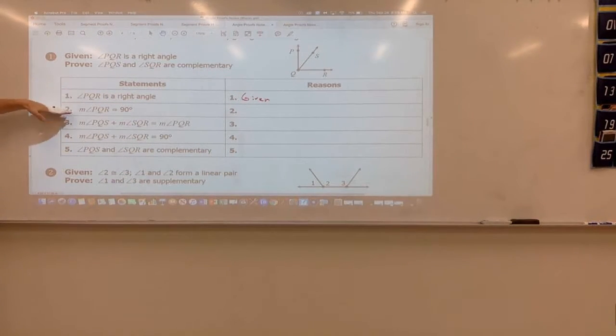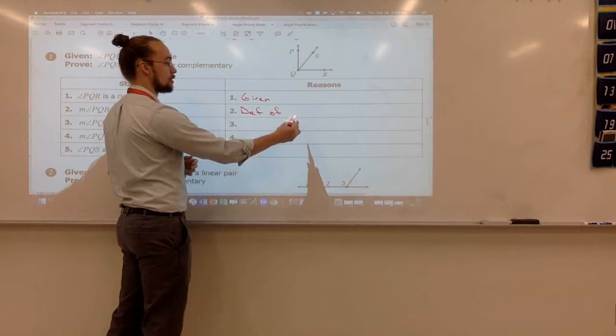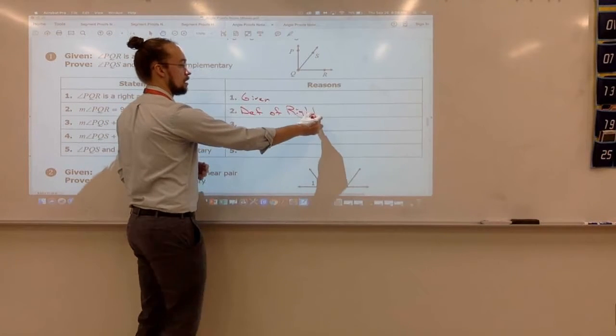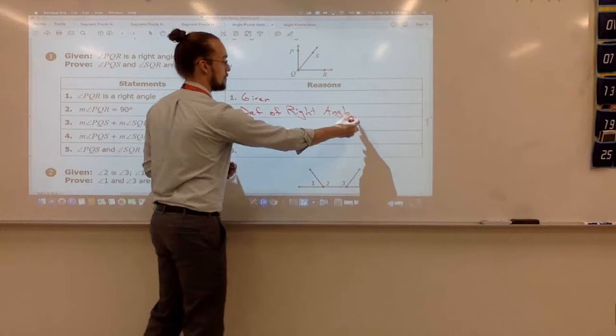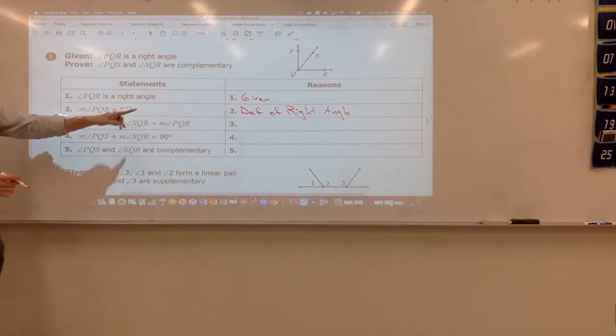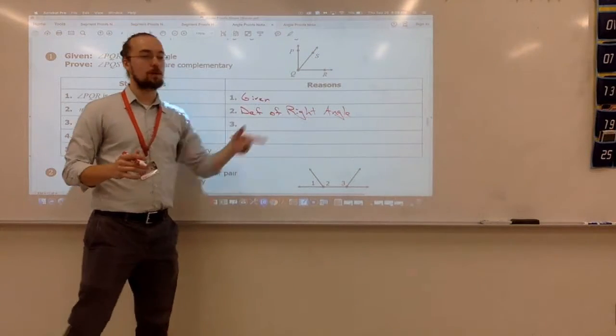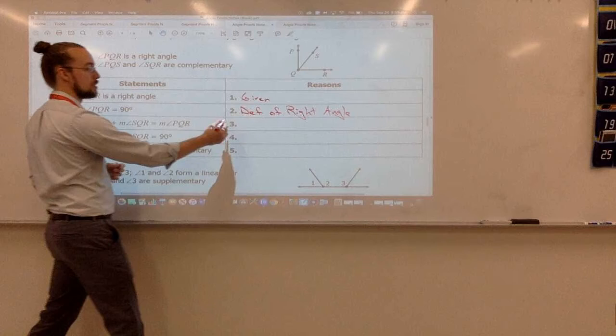Well then, how can I say that the measure of angle PQR is 90? Definition of a right angle, right? We know it's a right angle. Definition of a right angle is that the measure is 90. Well, now they state that the measure of angle PQS plus the measure of angle SQR equals the measure of angle PQR. How can I say that? If we look at the diagram, they're just saying this angle plus this angle equals that whole angle. That's the angle addition postulate.